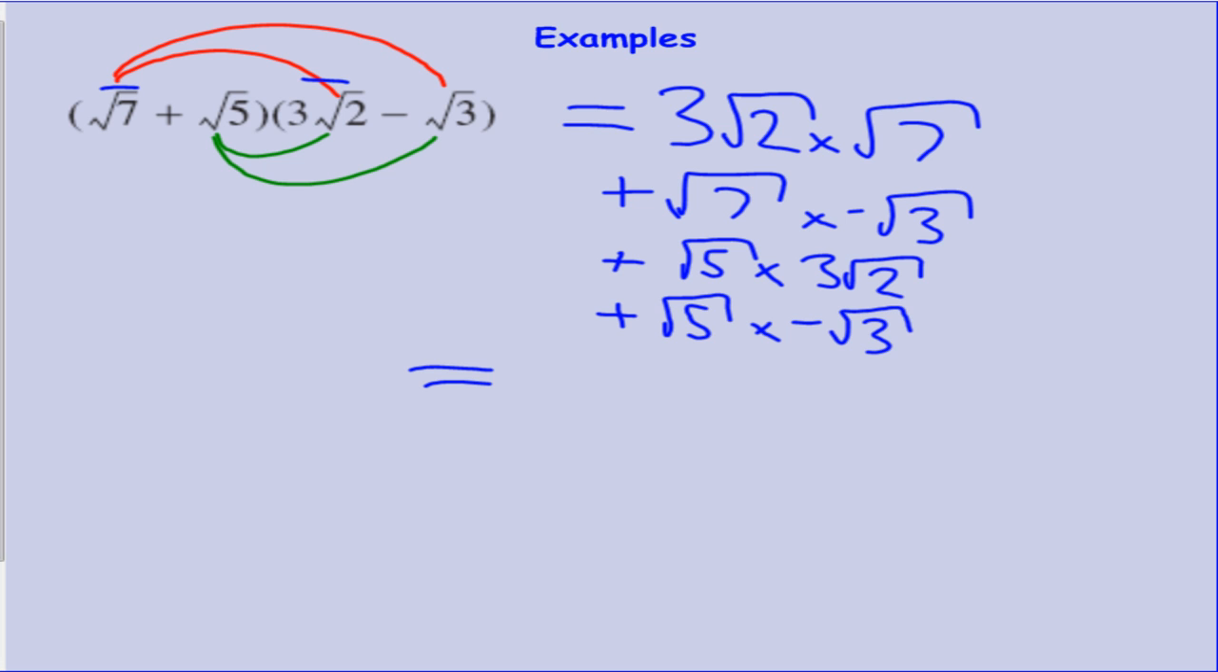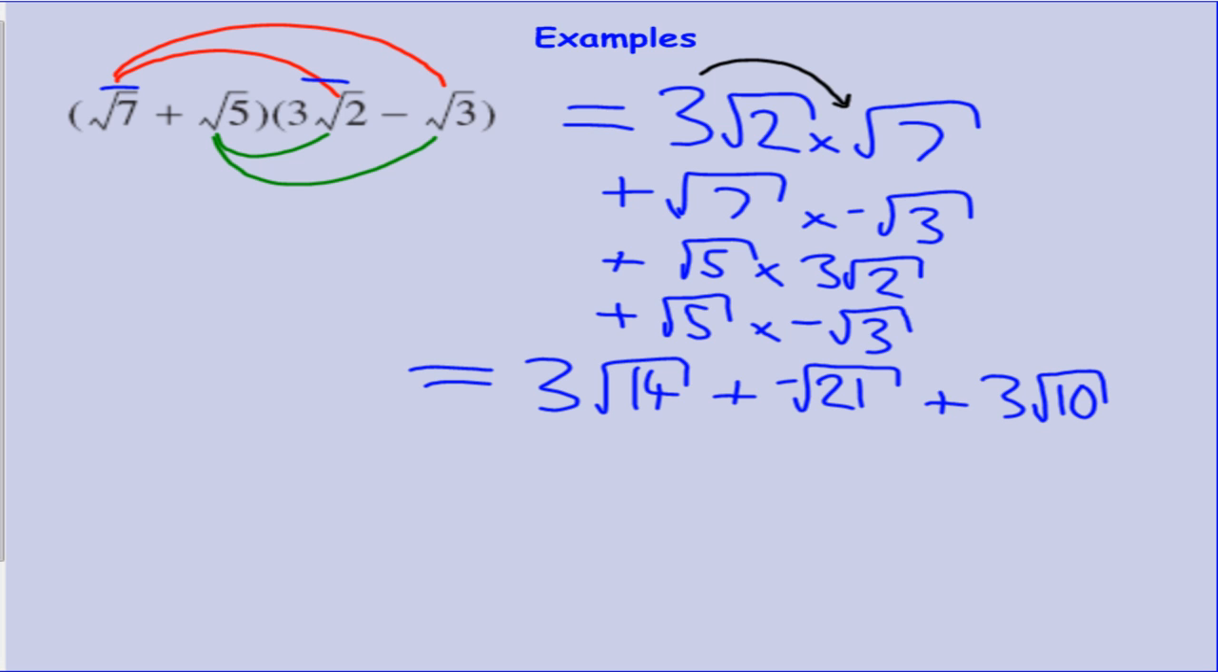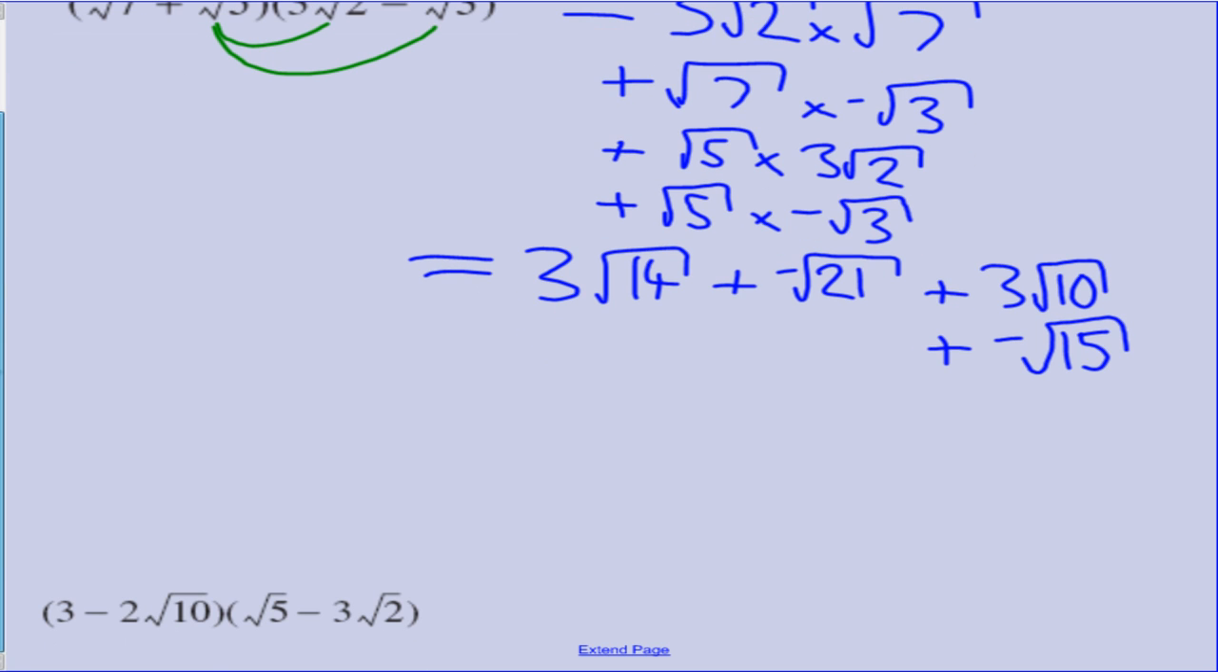The top line. Now remember, whole numbers by whole numbers and surds by surds. And even though there isn't a number out the front of square root of 7, we can pretend there is a 1 because that doesn't change it. So we have 3 times the square root of 14 plus negative square root of 21 plus 3 multiplied by the square root of 10. That's the two surds multiplied together of 2 and 5. Then we have, I'm going to have to go underneath here, negative square root of 15, because the two surds of the 5 and negative 3. Give myself a bit more room here.